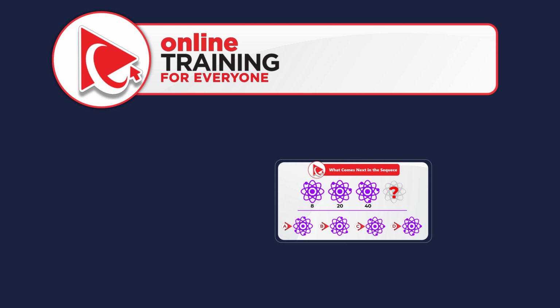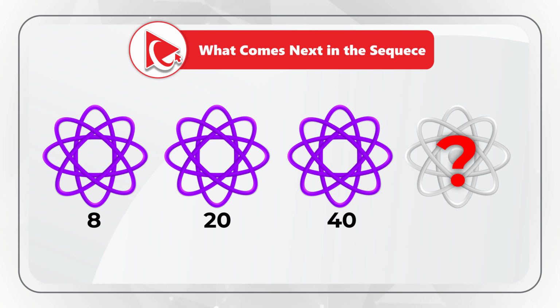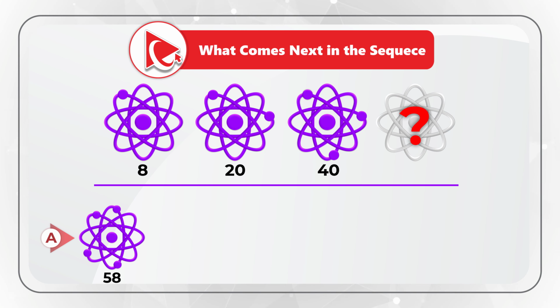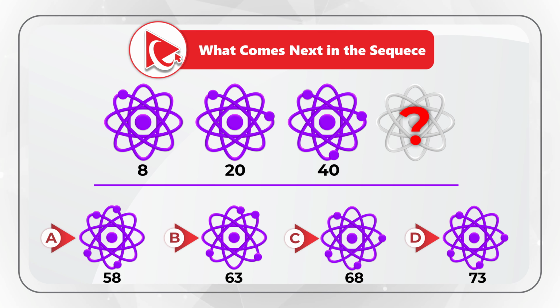Here's one of my favorite questions where you're presented with a sequence of shapes and you need to find the next shape in the sequence. What's unusual about these shapes is that they resemble molecules, with electrons floating around the molecule and an atom in the middle. You have 4 different choices to choose the missing shape. Choices A, B, C, and D.